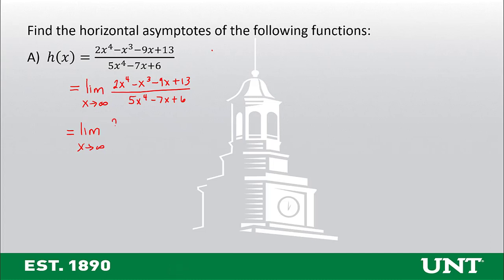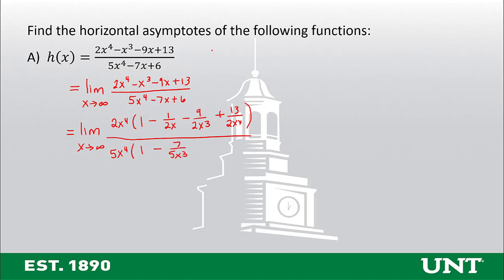So, the numerator is 2x to the fourth times 1 minus 1 over 2x minus 9 over 2x cubed plus 13 over 2x to the fourth. For the denominator, we factor out 5x to the fourth. Then you still have 1 minus 7 over 5x cubed plus 6 over 5x to the fourth. Let's simplify. We notice that the x to the fourths cancel.